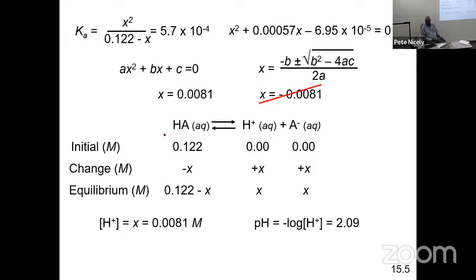Can you still do quadratic even if the percentage is less than 5% and still get the right answer? Yeah, you could do that, you should get the same answer.